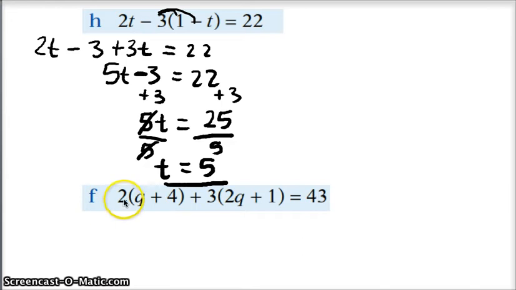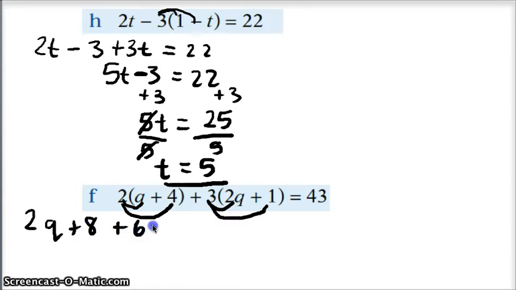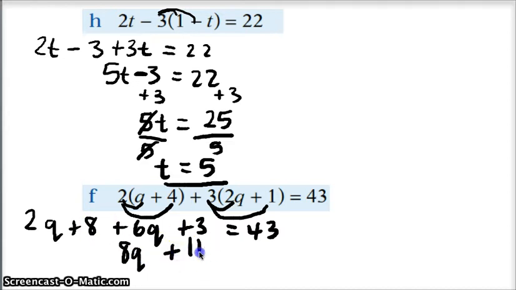Question F is going to take a lot of expanding, so I'm going to need to expand all of these out first. So 2q plus 8 plus 6q plus 3 equals 43. That should be your first line of working: 2 times q, 2 times 4, 3 times 2q, 3 times 1. Collect your like terms, 2q and 6q, that's 8q, so I've got 8q plus 8 and 3 is 11, equals 43.